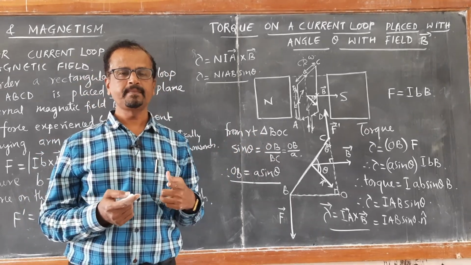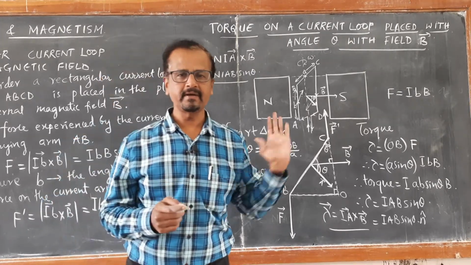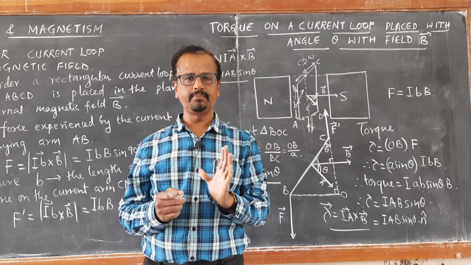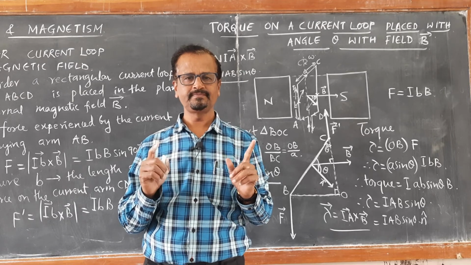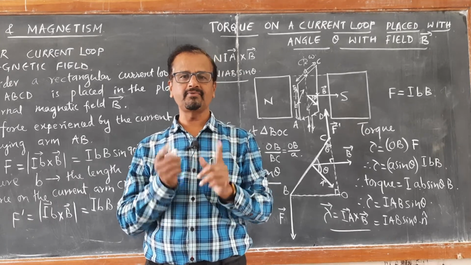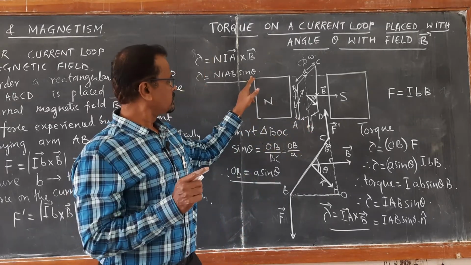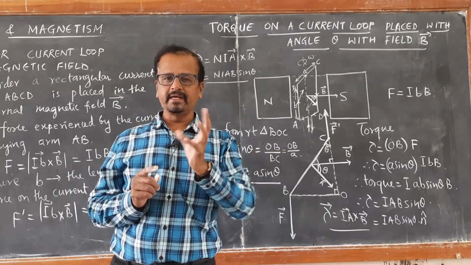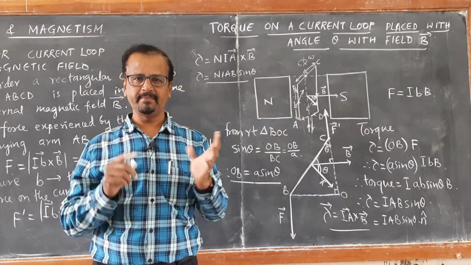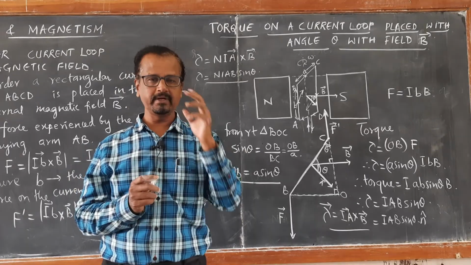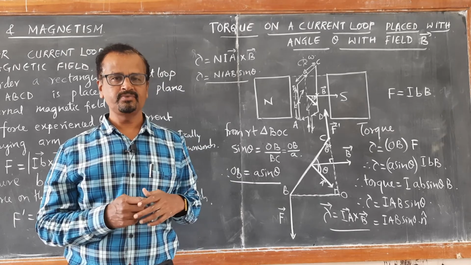Next we are going to learn the moving coil galvanometer. The principle of moving coil galvanometer is that a rectangular current carrying loop placed in the magnetic field experiences a torque, and the amount of rotation, the angle through which the rectangular loop rotates, depends on the strength of the current. That becomes the principle of moving coil galvanometer. You know, galvanometer is a current detecting device. This is what we are going to learn in the next video.